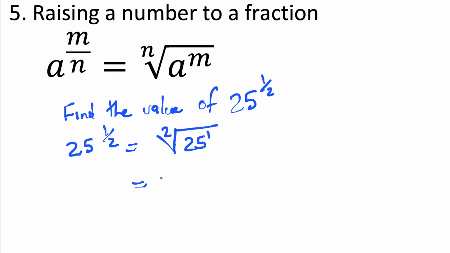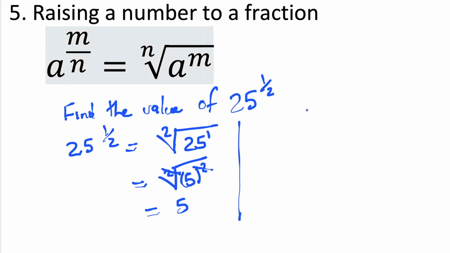Alright? So all we need to do here is to find which number, when we multiply it, or we square it, is going to give us 25. Very good, that number is 5. When we square 5, we get 25. So the root is going to cancel the square, so our final answer is 5. Let's see if we can do a next example here.